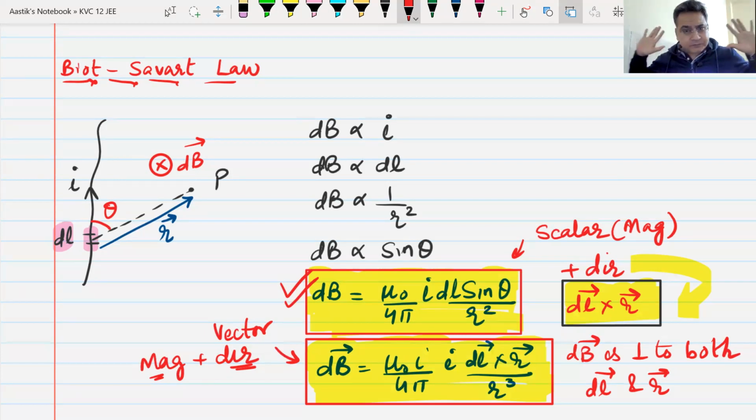Everyone is clear? The concept of magnetic field is clear. It moves in loops. Everyone is clear with that? Everyone understands the concept of current carrying element? Yes or no? Okay, then we will go ahead with this in the next class.